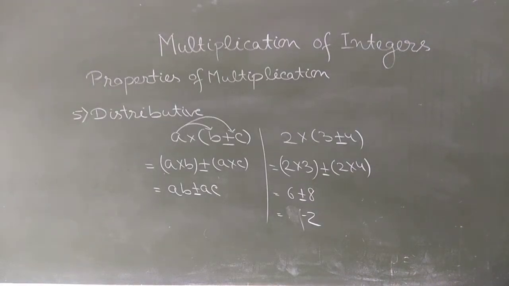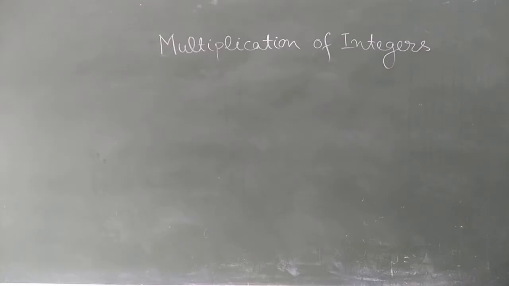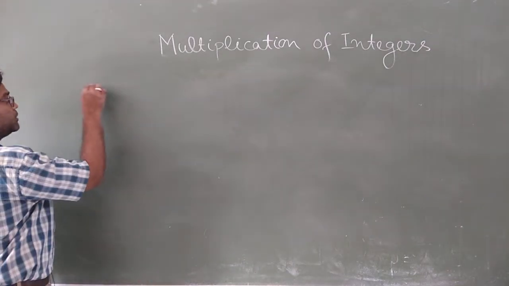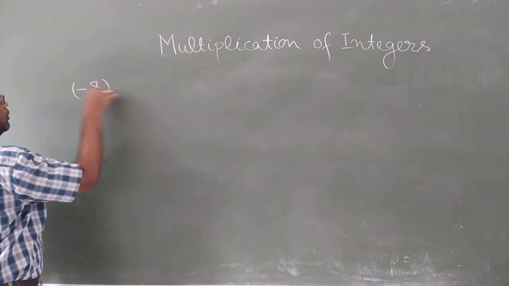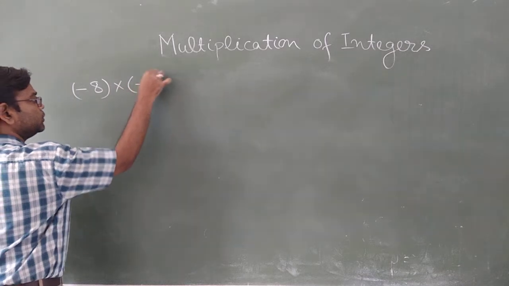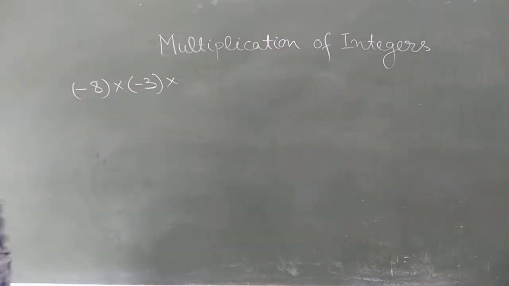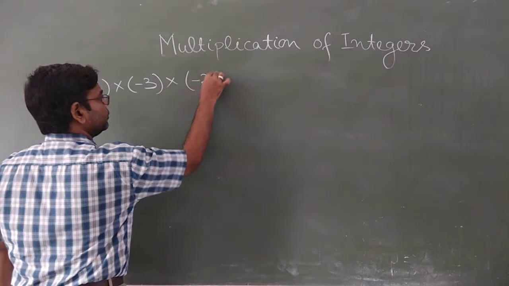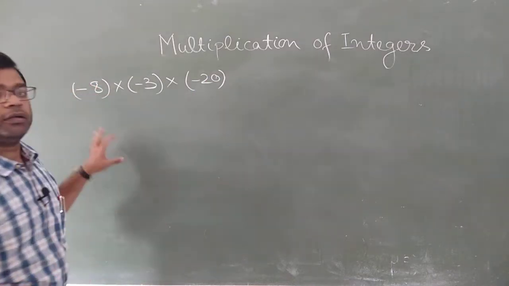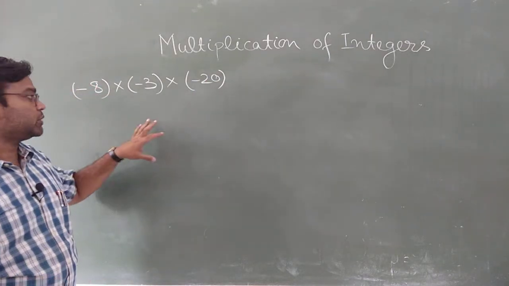Now move to some questions. Now I am going to multiply two expressions first. First is this question. I am simply adding the questions only. All of you search the same type of questions from your book: minus 8 into minus 3 into minus 20. Because while solving, I will explain some concepts.